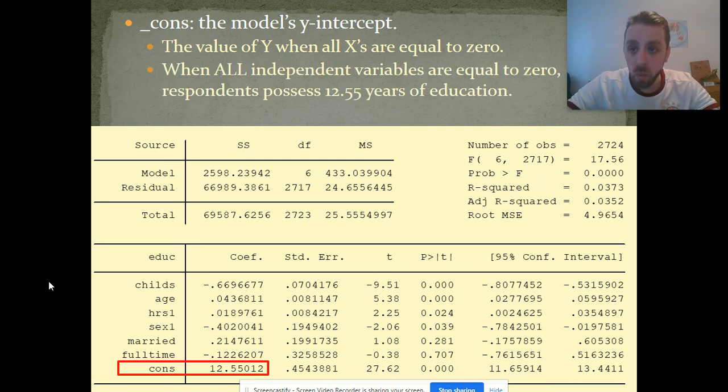12.55. Another way to put this, and perhaps more simply, you don't want to just say when child's age equals 0, education equals 12.55. No. You either list all of your variables or you simply say when all independent variables are equal to 0, respondents possess an average of 12.55 years of education.